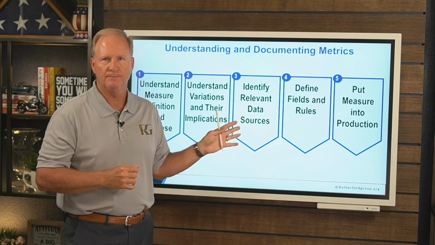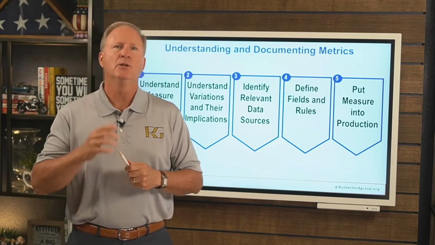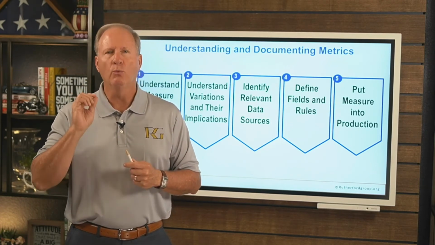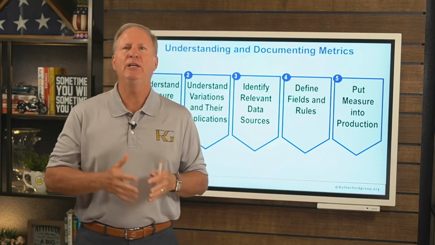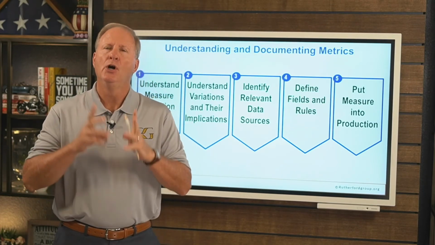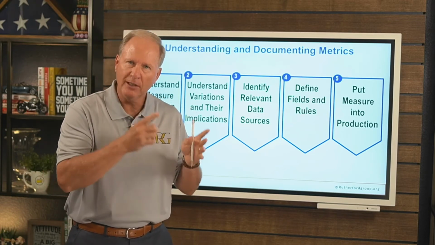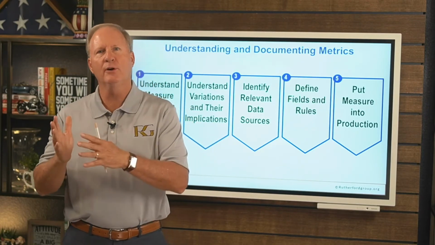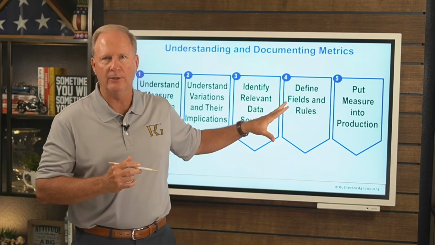Number 3, we want to identify relevant data sources. And so what I suggest here is that you work with the technical data owners. Those would be people in IT, maybe your HRIS group or payroll, to really identify the systems and tables that contain the data to be used for the inputs of the metric formula. Understand who controls and updates these systems, how frequently they're updated, and more importantly, how they relate to or differ from data in other systems.